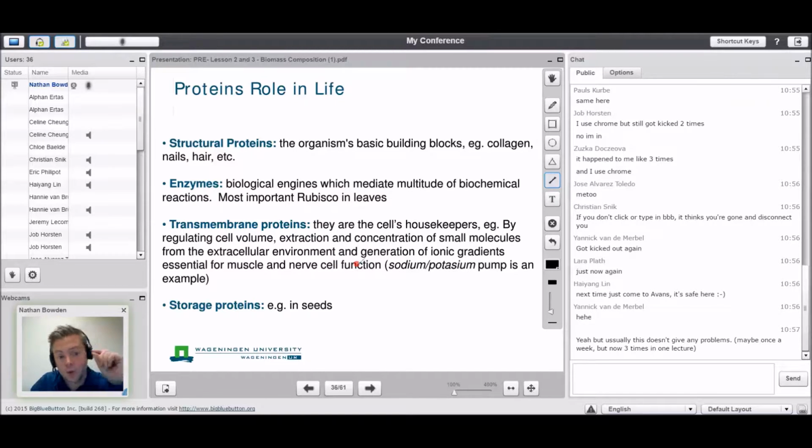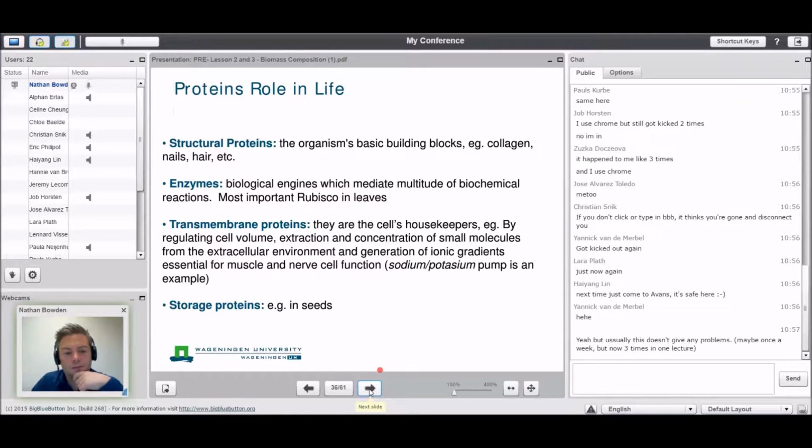So just a quick link to the project. This is exactly why Johan Sanders von Grasa wants you to look at potassium, because the sodium-potassium pump is an example of this membrane transport. And then of course you have storage proteins. Seeds, you probably know, have a lot of protein. Protein, like fat, is a very good storage molecule.